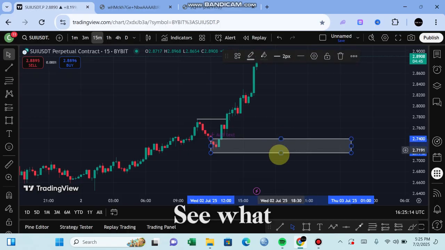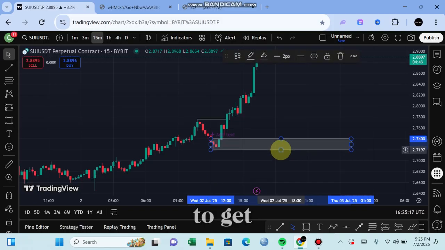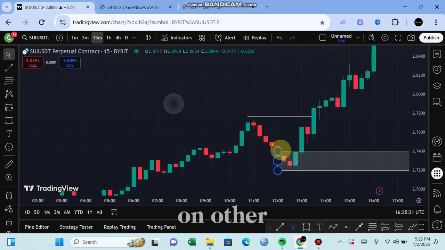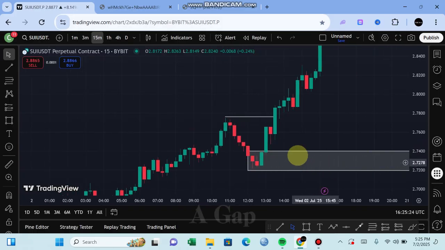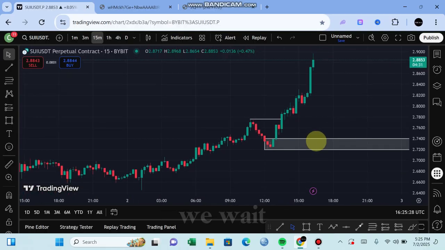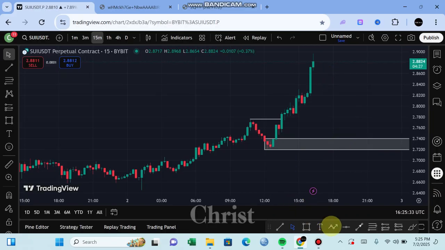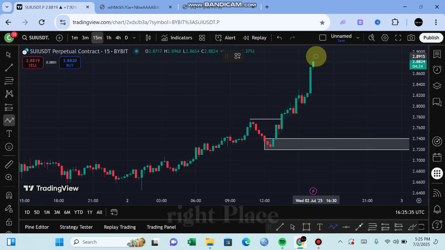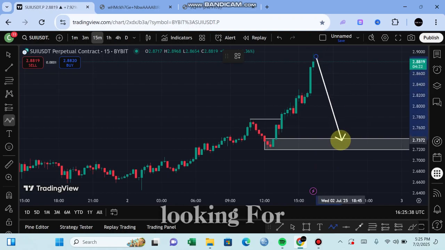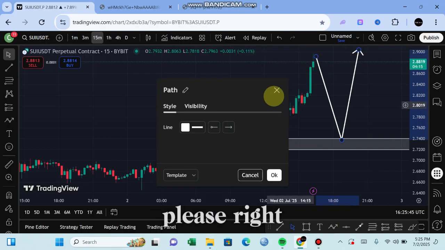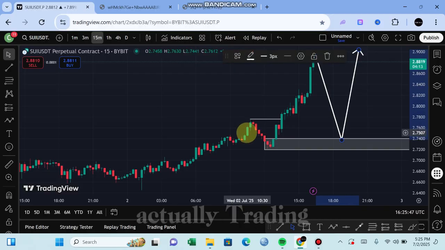And as you can see, what did I say? When you get your point of interest, you should look for what? A gap or an order block. And you can see there's a gap from here to here. So what we'll be doing next is waiting for what? We wait for price to retrace back to this place. If price retraces from this particular place back to here, we're looking for a buy, and we can take our profit, our TP, from this particular place right here. So guys, this is how my trading strategy works.